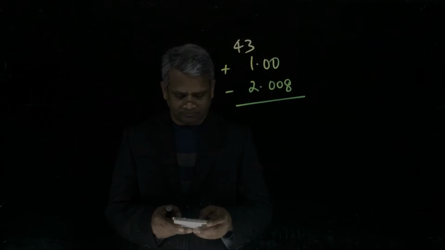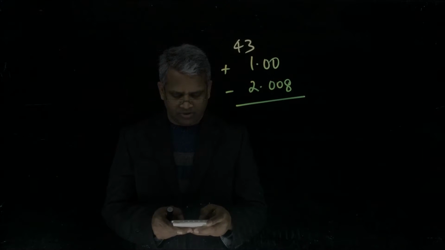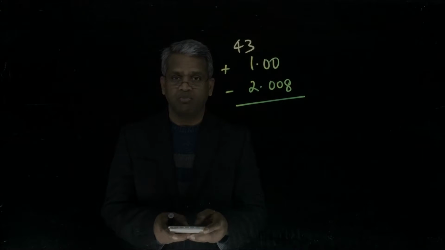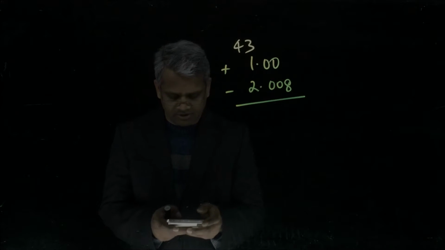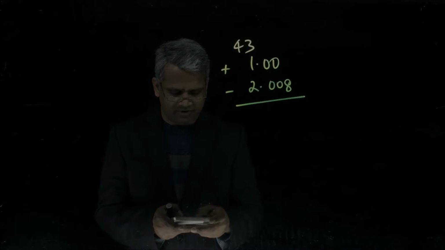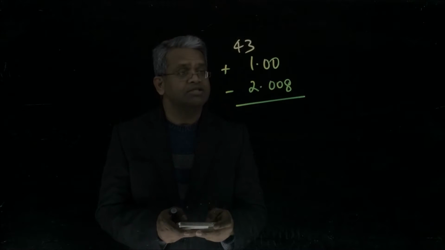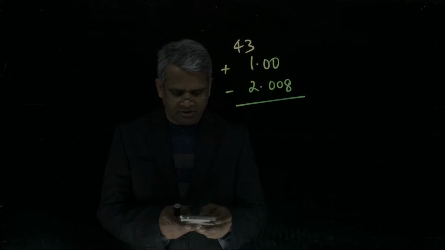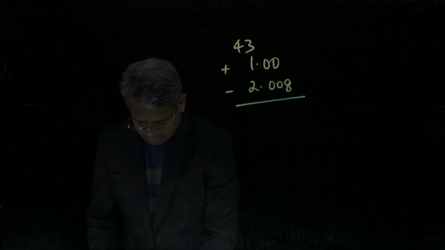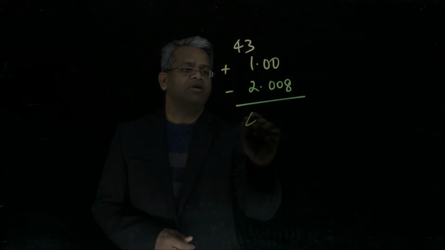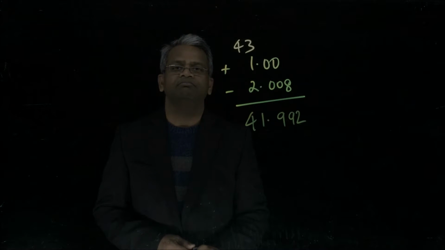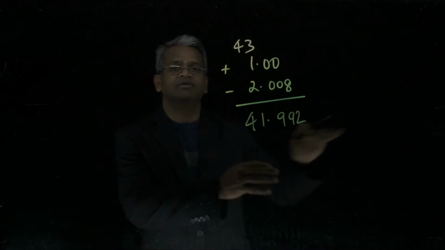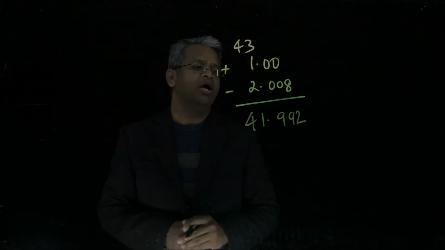43 plus 1.00. If you punch the number 1.00 in the calculator, it's just going to take 1 and skip the zeros. So 43 plus 1 minus 2.008. The result is 41.992.